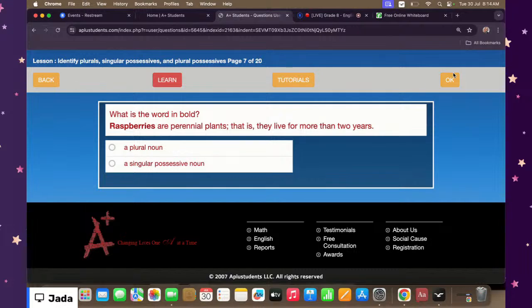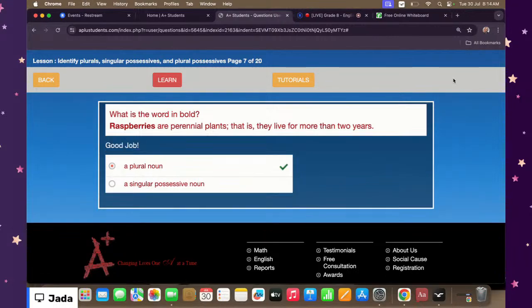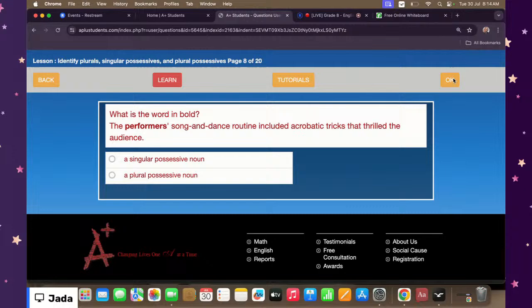Okay, "Raspberries are perennial plants. That is, they live for more than 2 years." Raspberries. So it's in plural already. So it's a plural now. All right. So this is just a review of everything that you've basically done in the past few days.